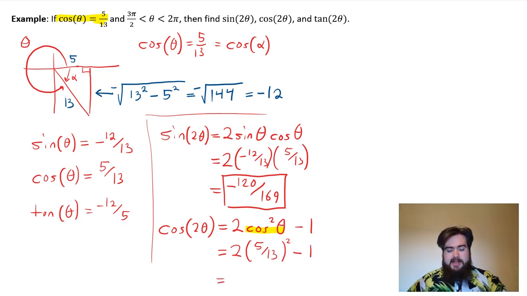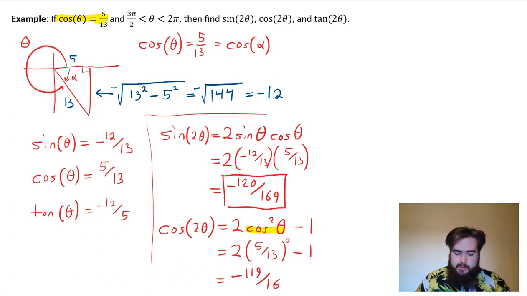If you simplify that, 5 divided by 13 squared is 25 out of 169. Multiply that by 2, you get 50 out of 169. And if you subtract 1, you'll get minus 169 out of 169. 50 minus 169 gives you negative 119 divided by 169.